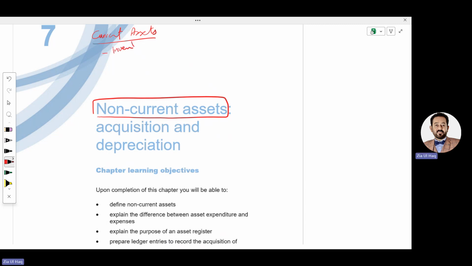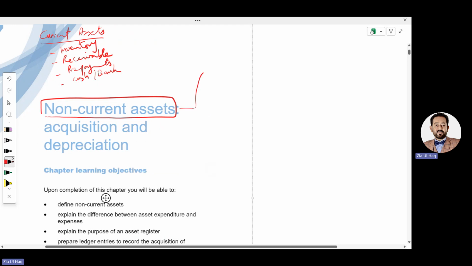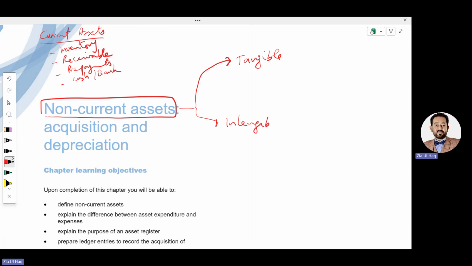What are current assets? Closing inventory is a current asset. Receivables are current assets. Prepayments are current assets. Cash in hand or cash at bank is a current asset. In this chapter, we are going to discuss non-current assets. There are two types of non-current assets: tangible non-current assets and intangible non-current assets.